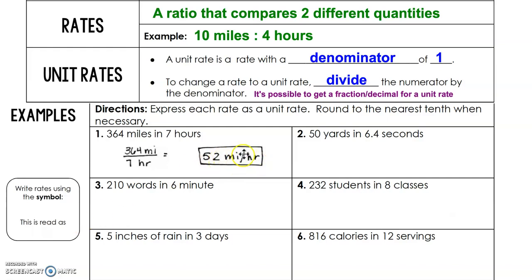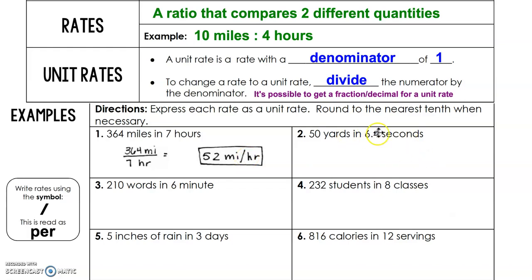Notice how I'm using that slash here. Write rates using the symbol, this slash, and we read it as the word per. So when I said that, I said 52 miles per hour. So what we're basically doing is we're simplifying that to where that denominator is 1.